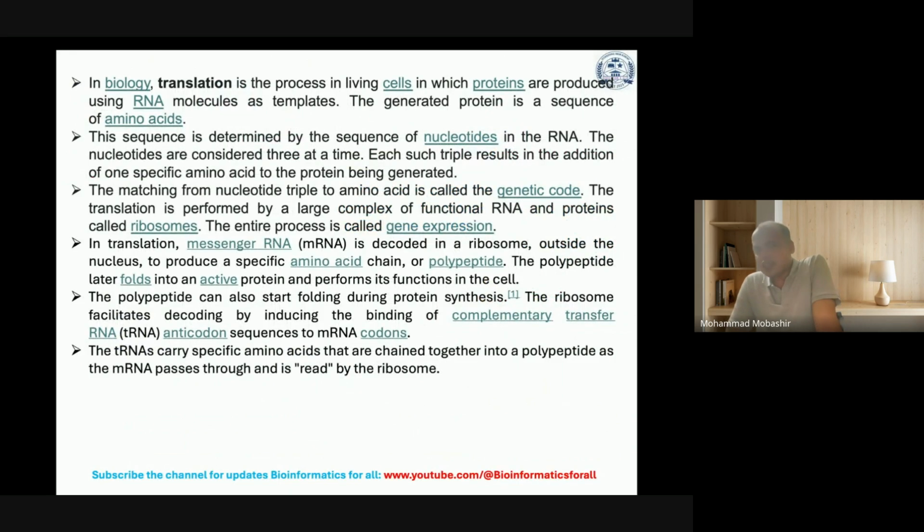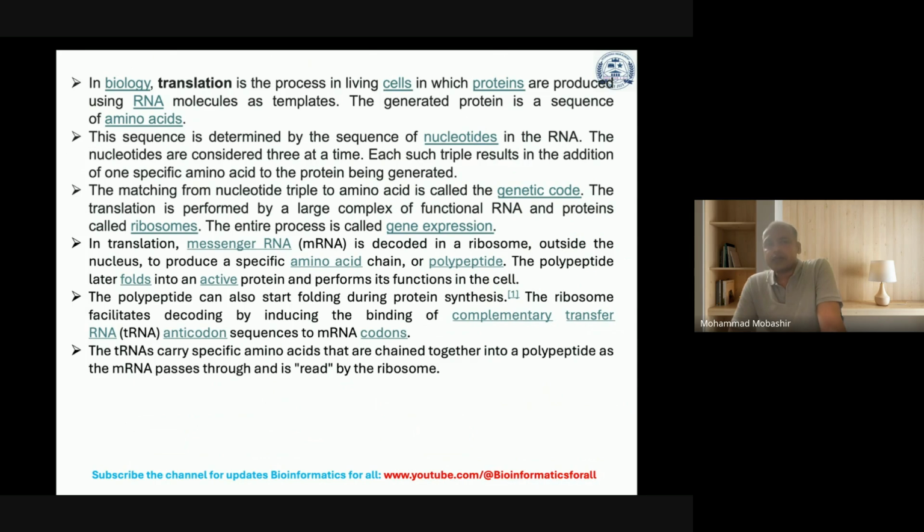Now, in biology, translation is the process in living cells in which proteins are formed using RNA molecules as templates. The generated protein is a sequence of amino acids. The sequence is determined by the sequence of nucleotides in the RNA. The nucleotides are considered three at a time. Each such triplet results in the addition of one specific amino acid to the protein being generated. The matching from nucleotide triplet to the amino acid is called the genetic code. The translation is performed by a large complex of functional RNA and proteins called ribosomes. The entire process is called gene expression.